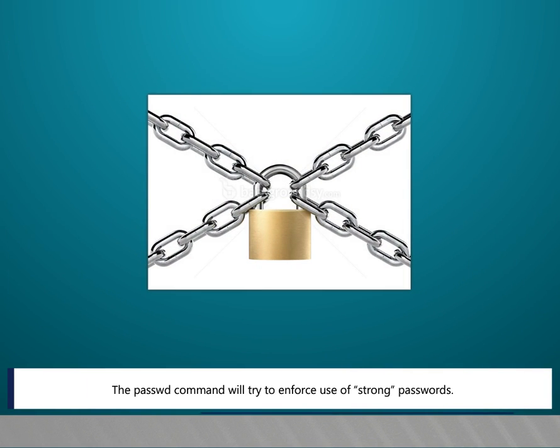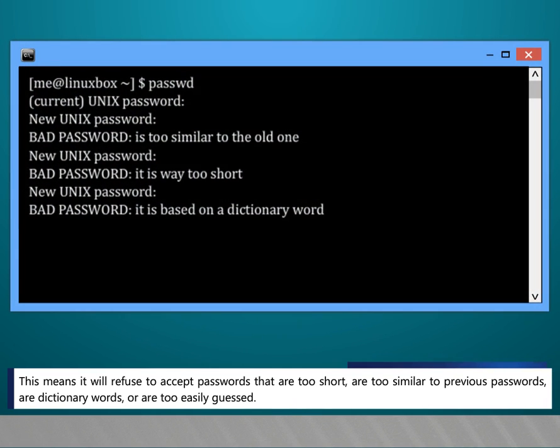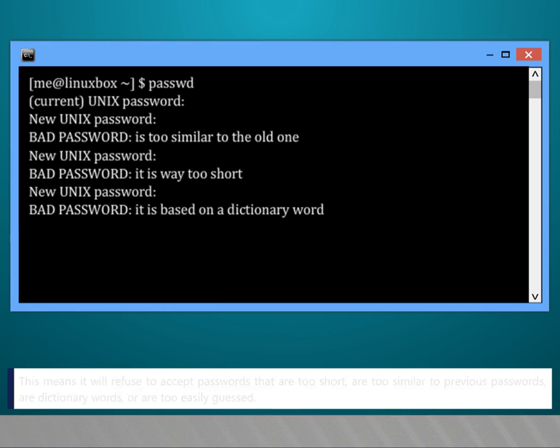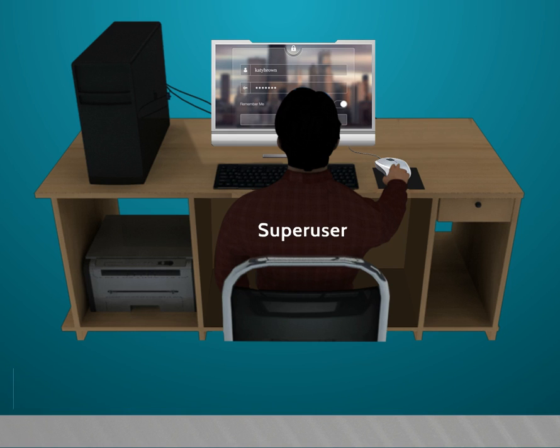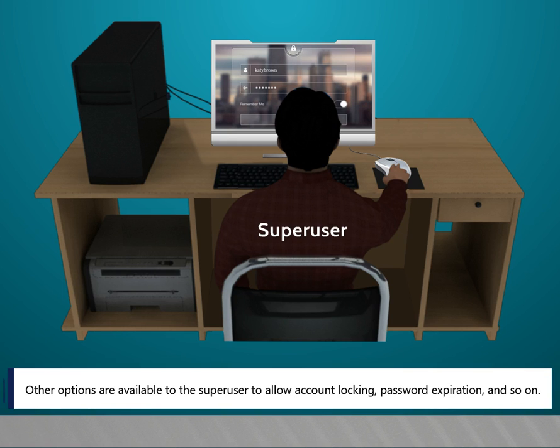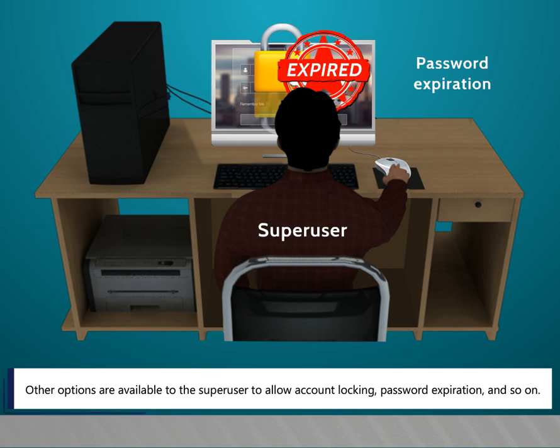The passwd command will try to enforce use of strong passwords. This means it will refuse to accept passwords that are too short, are too similar to previous passwords, are dictionary words, or are too easily guessed. If you have superuser privileges, you can specify a username as an argument to the passwd command to set the password for another user. Other options are available to the superuser to allow account locking, password expiration, and so on.